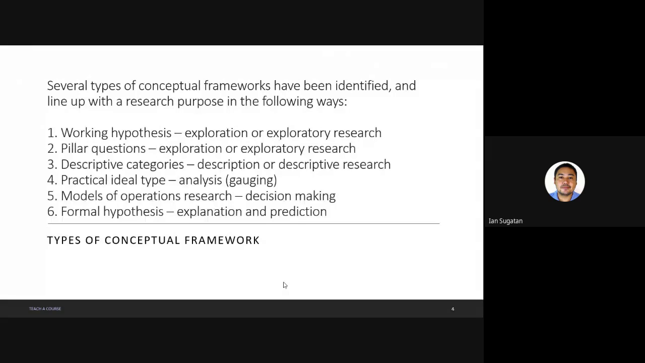Number four, practical idea type or what is called gauging. So mainly, guys, this is for analysis. For number five, we have the models of operations research, and it is said that the contributing factor is decision making. For formal hypothesis, we have explanation and prediction.